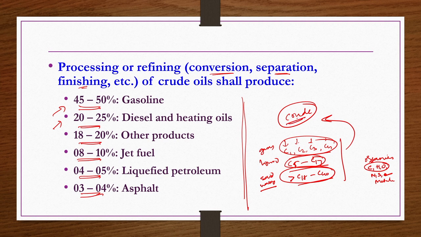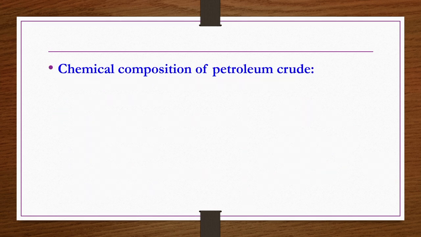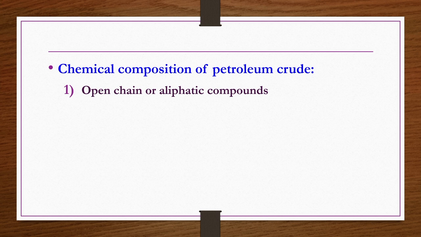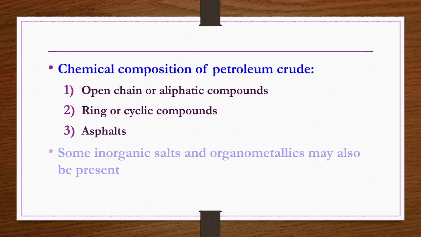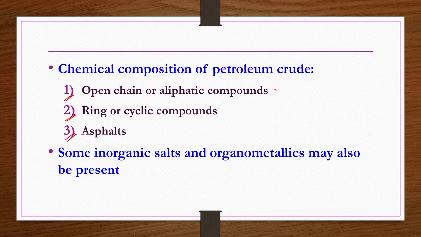So, it becomes very essential to understand the chemical composition of the crude in general. If you see, you have open chain or aliphatic compounds, then ring or cyclic compounds, asphalts, and then some inorganic salts and organometallics may also be present. So, now see, almost all categories of organic chemicals are present here. That means you need to have a very good, sound knowledge of organic chemistry if you want to become a very good petroleum engineer, okay? Now, we see a few basics of all these things, few basics only. Otherwise, if you want to see all details, then you have to go for organic chemistry courses.